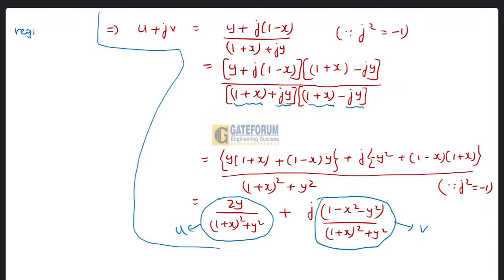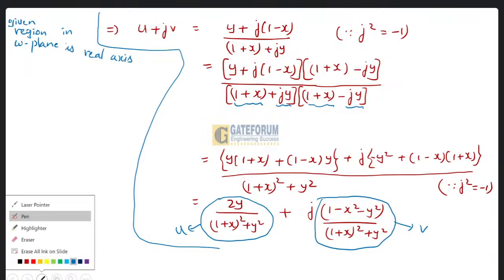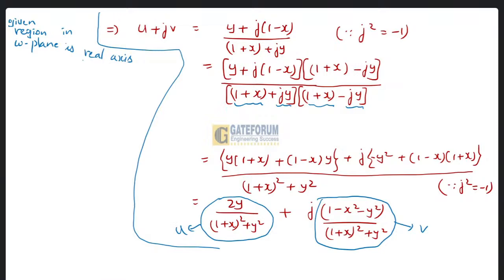Region in W plane is the real axis. This is given. So what exactly is the real axis in W plane? The U axis. This is nothing but the U axis.